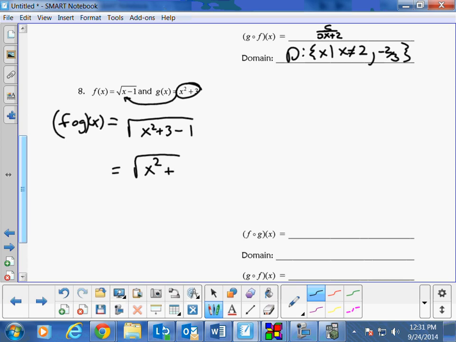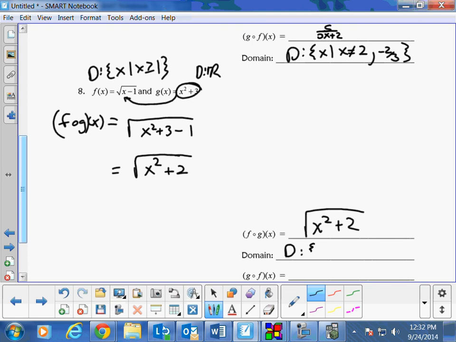Now, domain needs to be stated in the original functions. This one's x such that x is greater than or equal to 1. And this one's domain is all real numbers. So now with this one right here, this cannot really be simplified anymore, which means that my f of g is really the square root of x squared plus 2, and my domain is going to just be my original domain. In this case, which is going to be x such that x is greater than or equal to 1. And there we go. Now let's do the reverse, which is g of f.